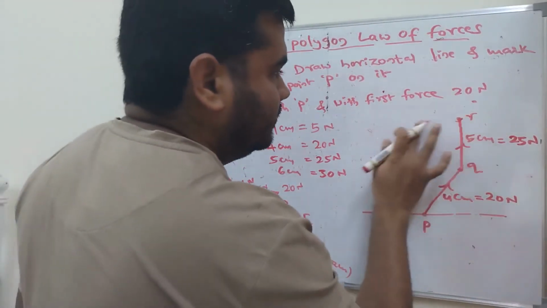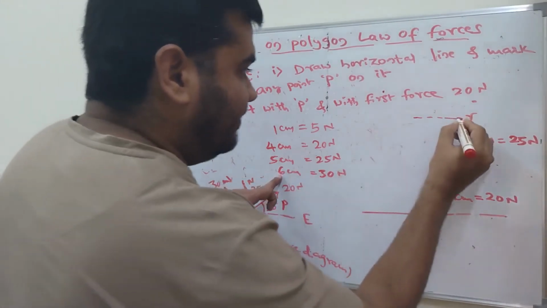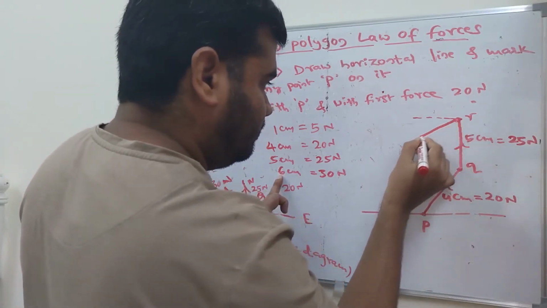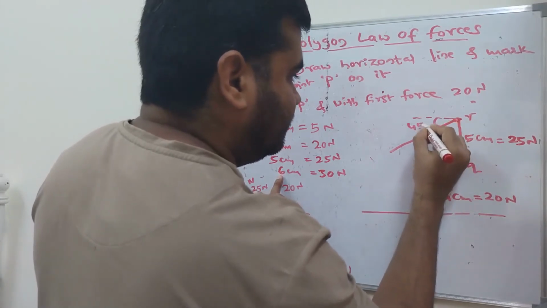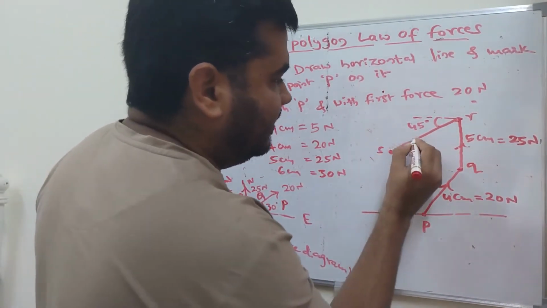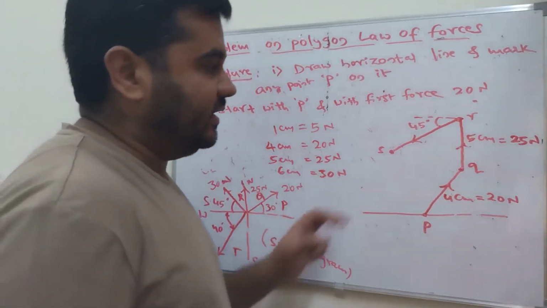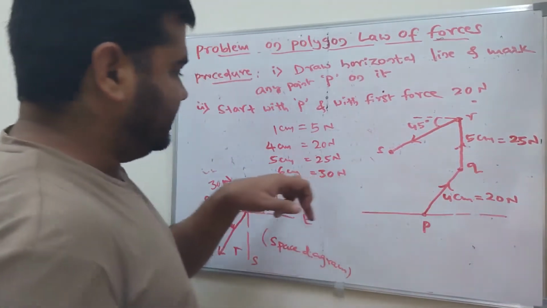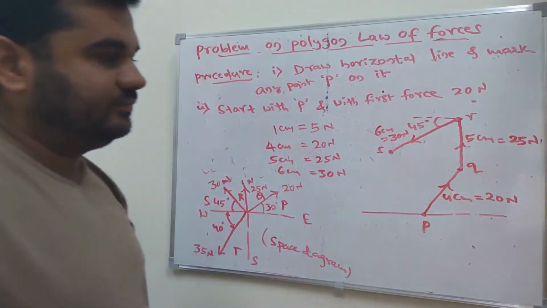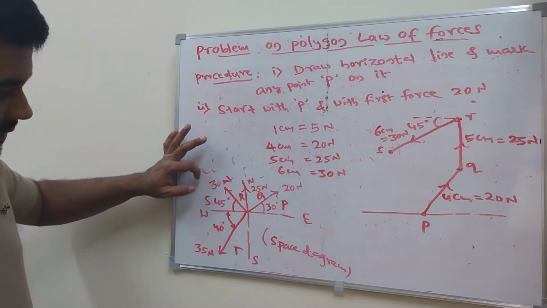With respect to horizontal, take a scale of 6 centimeters and 45 degrees. Just draw the 45 degrees here. This is 45 degrees. R and S, and this point is S. And the direction is like this. You just go according to the order of the polygon, because the statement tells like that only. What is the magnitude here? That is 6 centimeters, equal to 30 Newton. This is the third force.